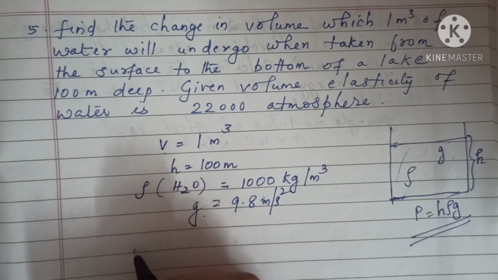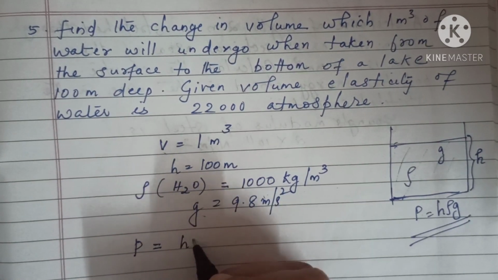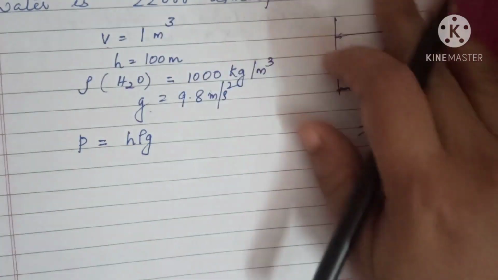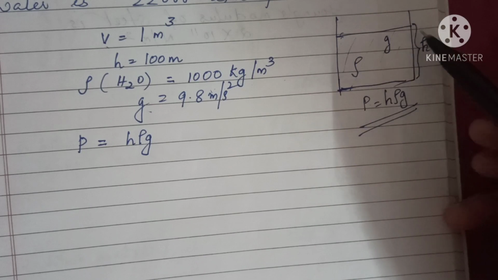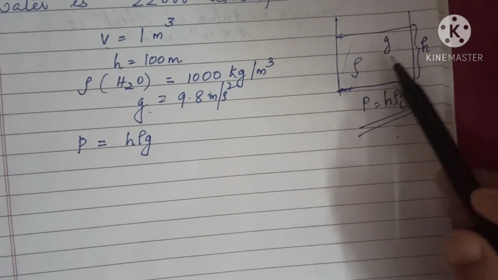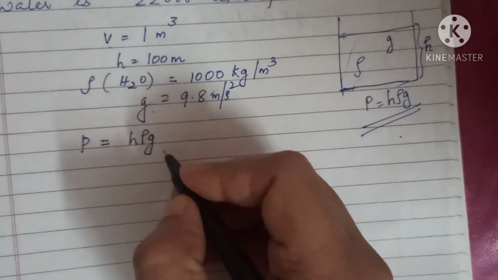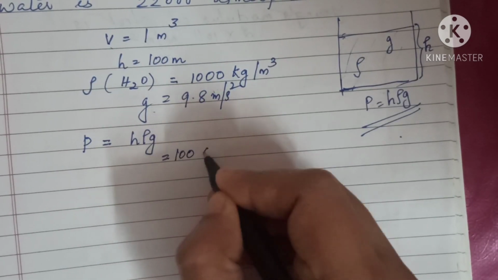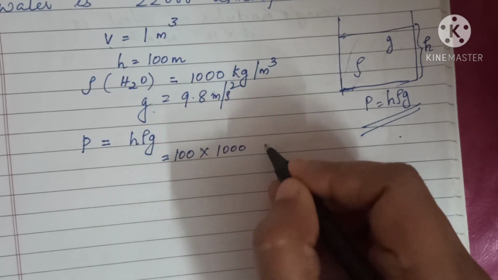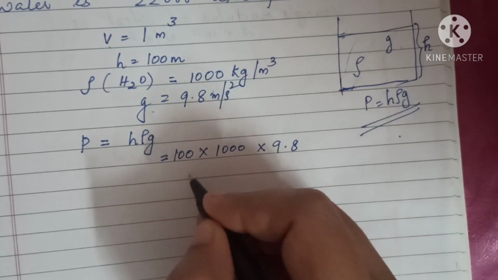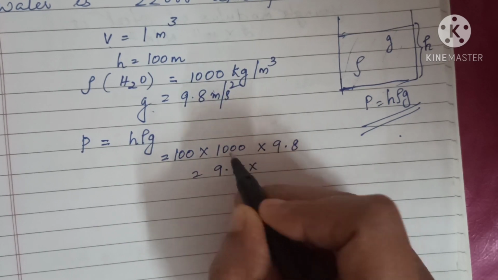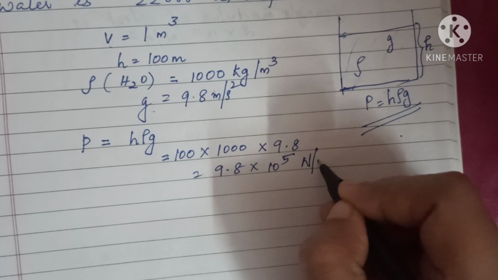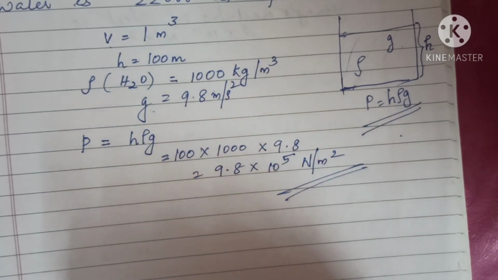So h rho g is there, then V is there. Okay, so first we can find the expression P equal to h rho g. Why I took this expression I explained, because this is considered as a liquid column and the expression to find the pressure due to a liquid column is h rho g. Now substituting the values, I will get 100 into 1000 into 9.8, or 9.8 into 10 power 5 Newton per meter square. This is the unit of pressure.